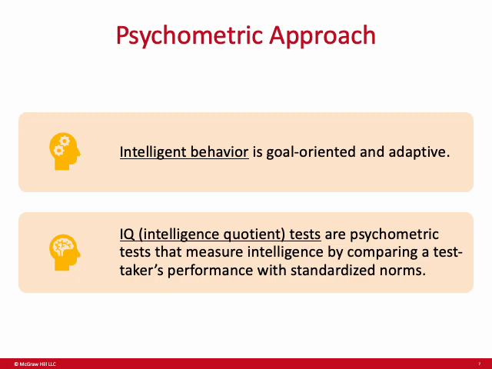The psychometric approach looks at what's described as intelligent behavior, behavior that is goal-oriented and adaptive. IQ, intelligence quotient tests, are psychometric tests that measure intelligence by comparing a test taker's performance with standardized norms.